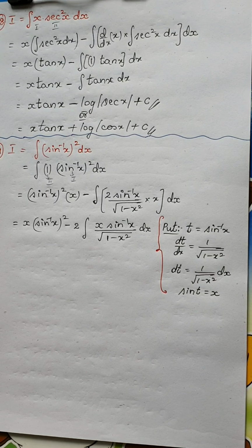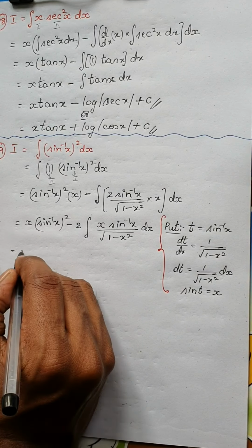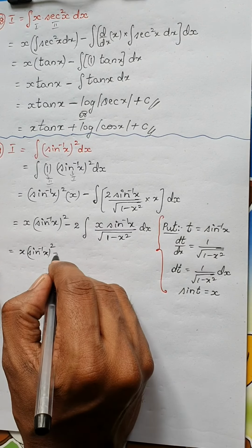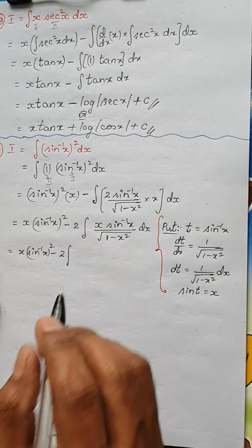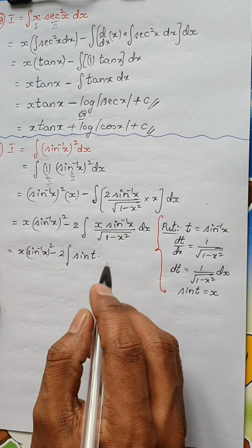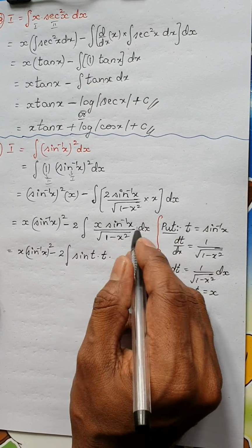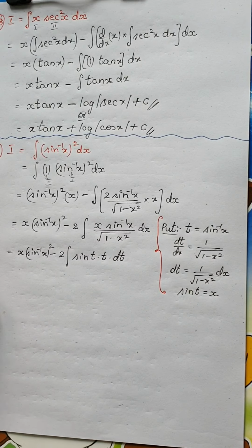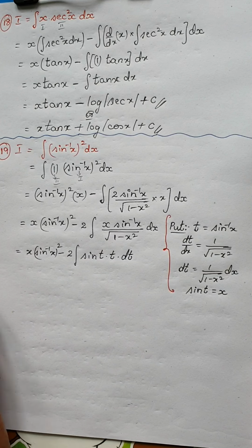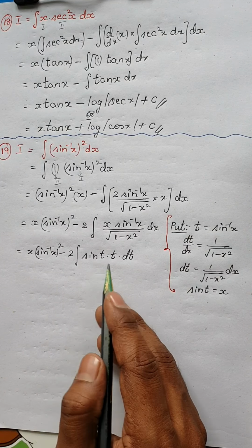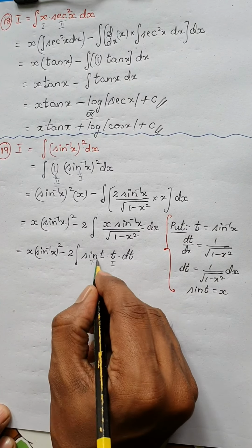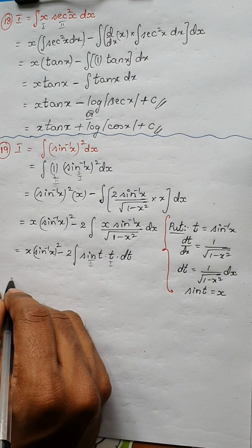Keeping the substitution part aside, this is x sine inverse x whole square minus 2 into the integral of, where x is nothing but sine t, into sine inverse x which is t, and this entire leftover term would be dt. So again we are left with a product of two functions. We are going to use integration by parts once again. You have an algebraic function and a trigonometric function. I'm going to consider algebraic first and trigonometric as the second one. Okay, so see what happens.